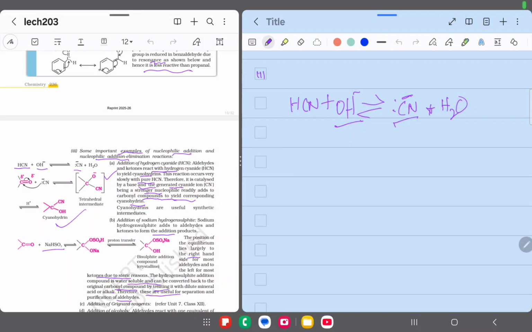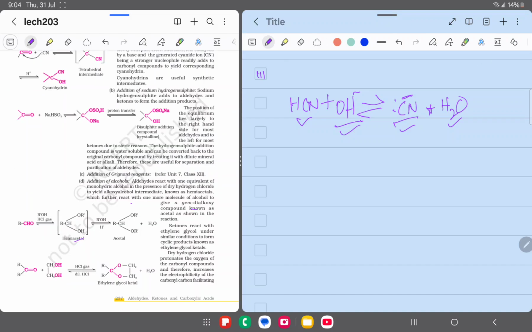Examples of nucleophilic addition and nucleophilic addition-elimination reactions. Hydrogen cyanide, on reaction with base, forms the cyanide nucleophile and H2O. Addition of hydrogen cyanide: aldehydes and ketones react with hydrogen cyanide to yield cyanohydrin. This reaction occurs very slowly with pure hydrogen cyanide, therefore it is catalyzed by base, and the generated cyanide ions, being a stronger nucleophile, readily add to carbonyl compounds to yield the corresponding cyanohydrins.